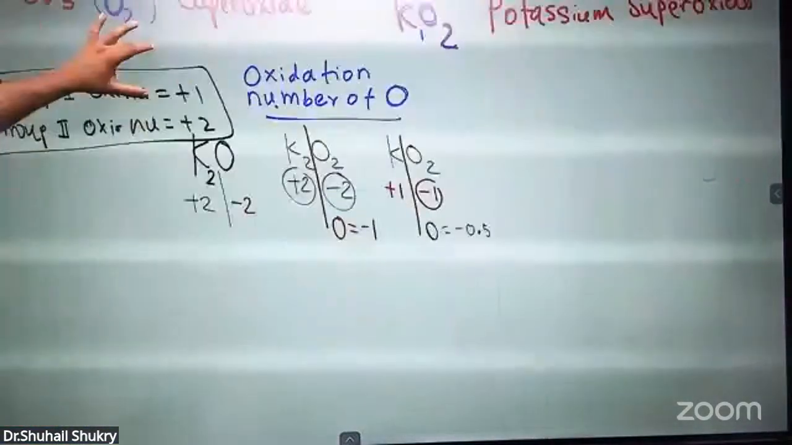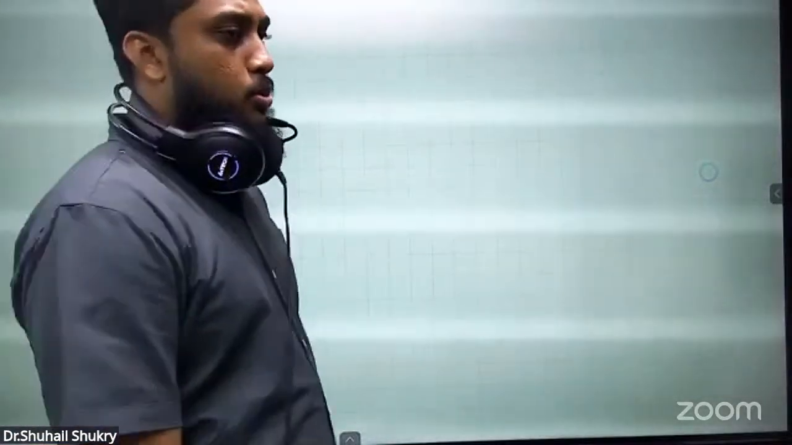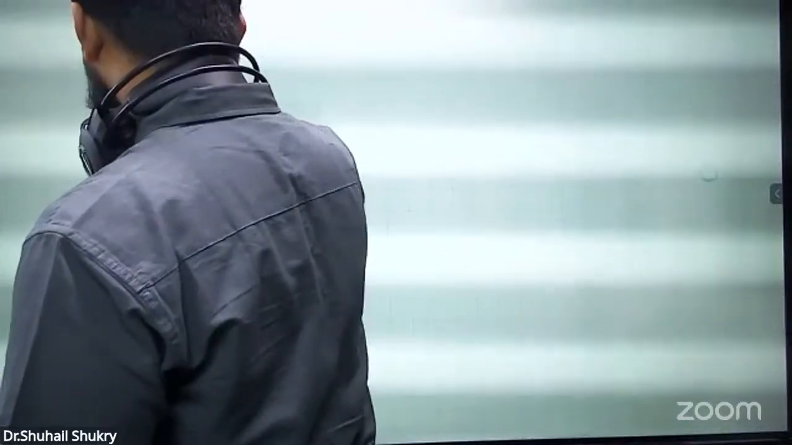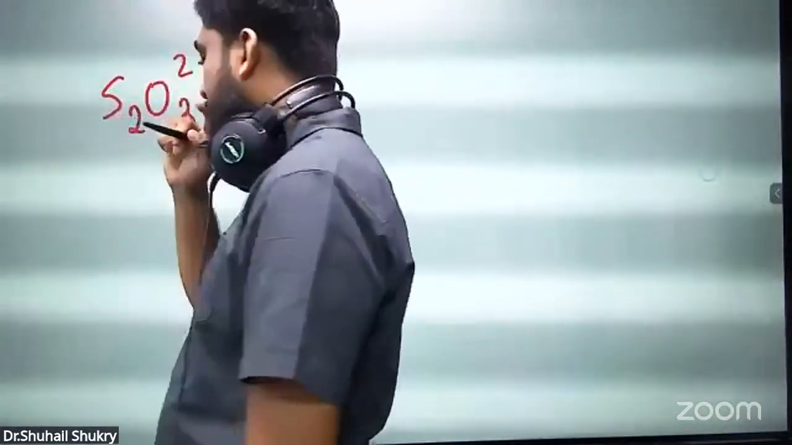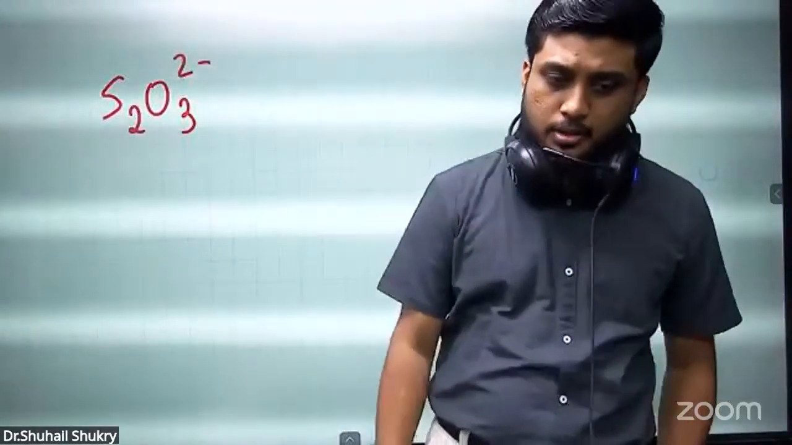Now, everything related to oxidation number is fine. Now we'll do oxidation numbers related to structures. Already you know this, but I think this is a part of this lesson, so I have to teach you that part also. Now, we'll think about S2O3 2-. Certain things we have to go through structures. If I ask you to find the sulfur's oxidation number, you can find it.